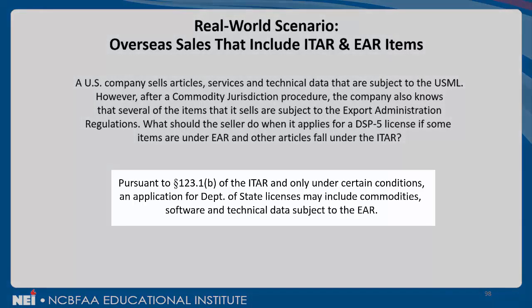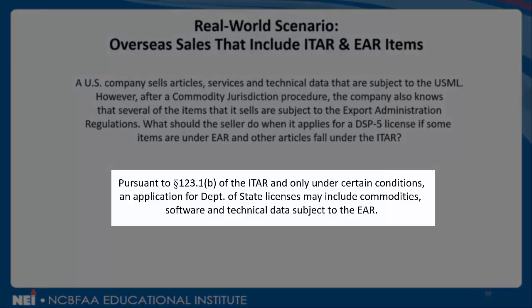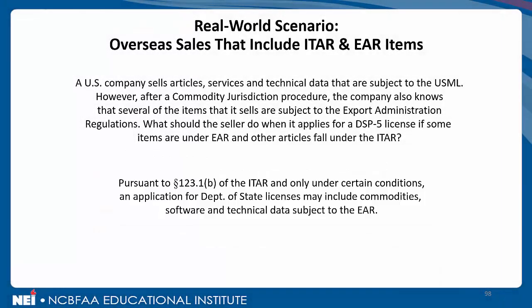As we'll see in a moment, pursuant to 123.1(b) of the ITAR, and only under certain conditions, an application for Department of State licenses may include commodities, software, and technical data subject to the EAR. So you can mix them. It's going to be under specific conditions that the government is either going to say yes or no, but the fact remains, under 123.1(b), the possibility definitely exists. So where is that found? What is this 123.1(b)? We've talked about 120, we've talked about 121. We're jumping a little ahead here, so let's have a quick look.